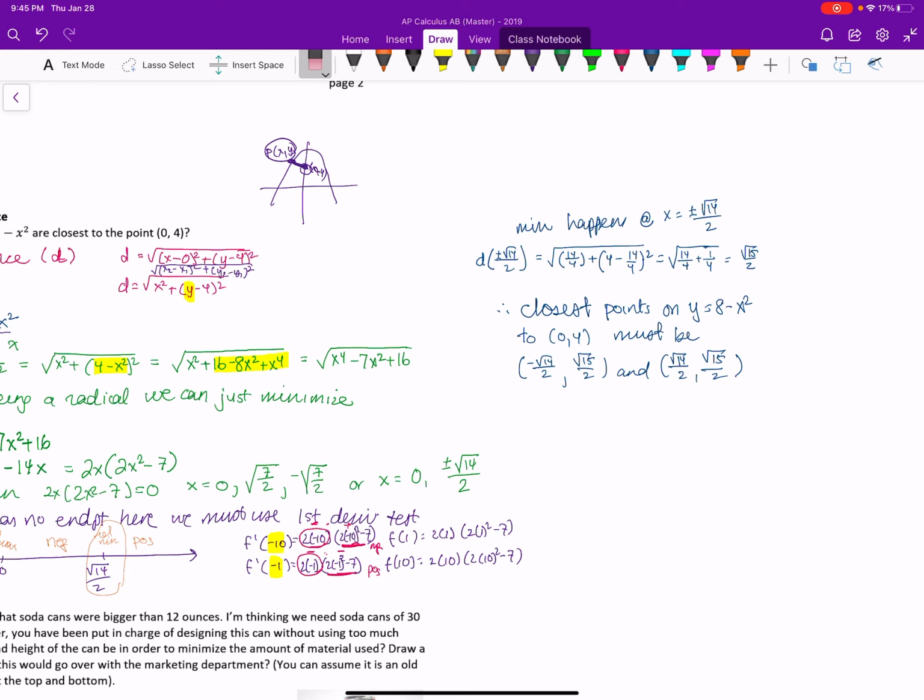So that means the closest point on y equals 8 minus x squared to 2, 0, 4 must be either this one or this one. It's going to be the same on both sides. So it's here or here.